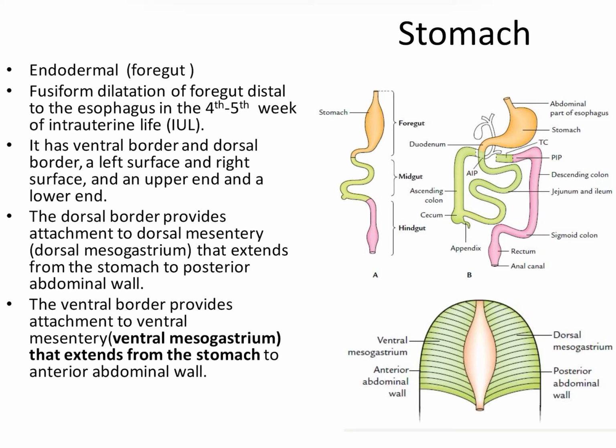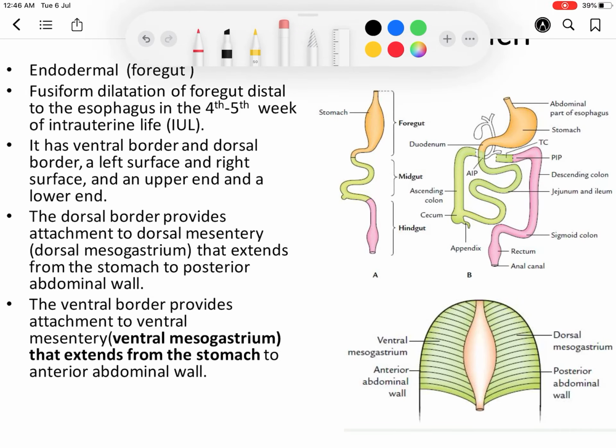So in the distal part of the foregut, a fusiform dilatation appears and that will form the stomach. It has two borders, the ventral border and the dorsal border, and it has two surfaces, the left surface and the right surface, and it has two ends, the upper end and the lower end. So two surfaces, two borders and two ends.